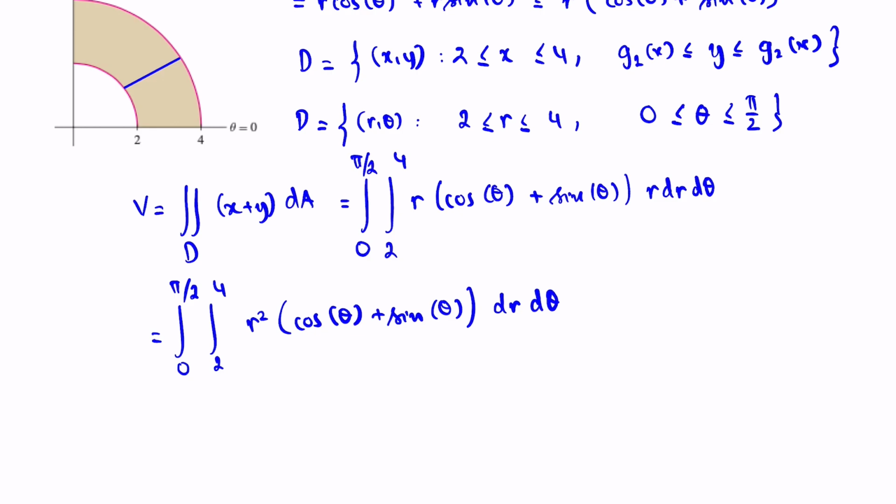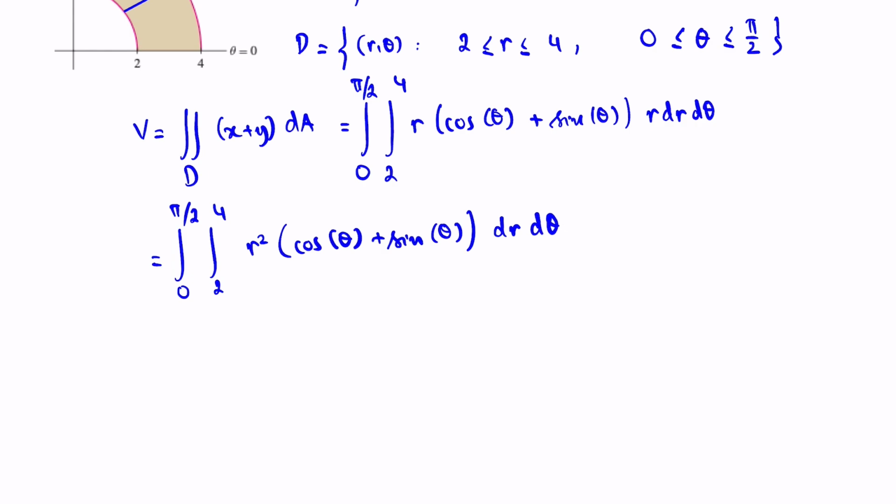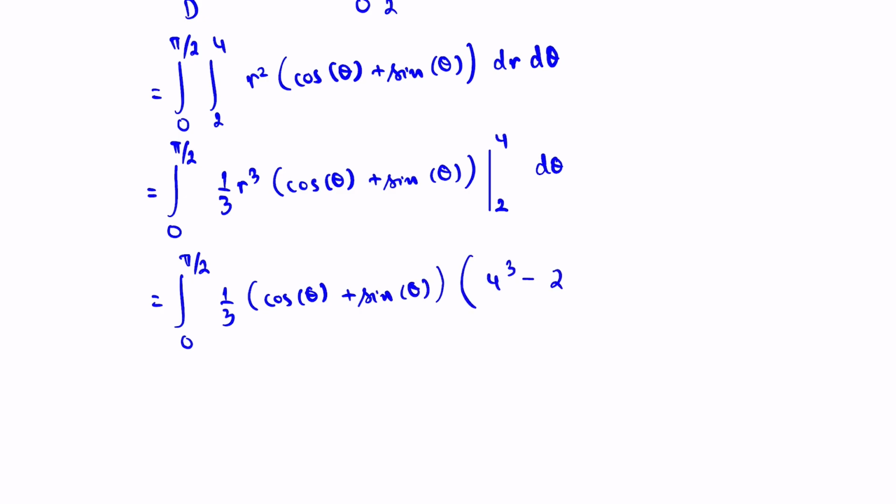Now for the inner integral, the integral is with respect to r, so cosine of theta plus sine of theta is a constant. So the antiderivative of r squared with respect to r is 1/3 r cubed times (cosine of theta plus sine of theta), evaluated at 2 and 4, d theta. Evaluating the function at 2 and 4, you get 1/3 times (cosine of theta plus sine of theta) times (4 cubed minus 2 cubed) d theta. And if we do this calculation correctly, you're going to get 56.